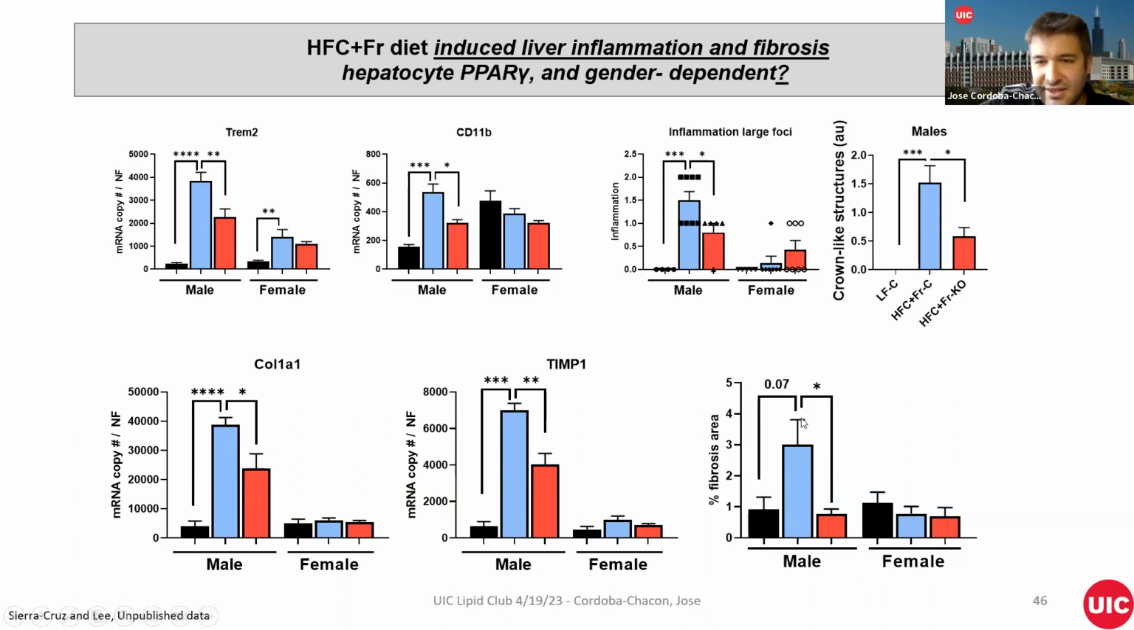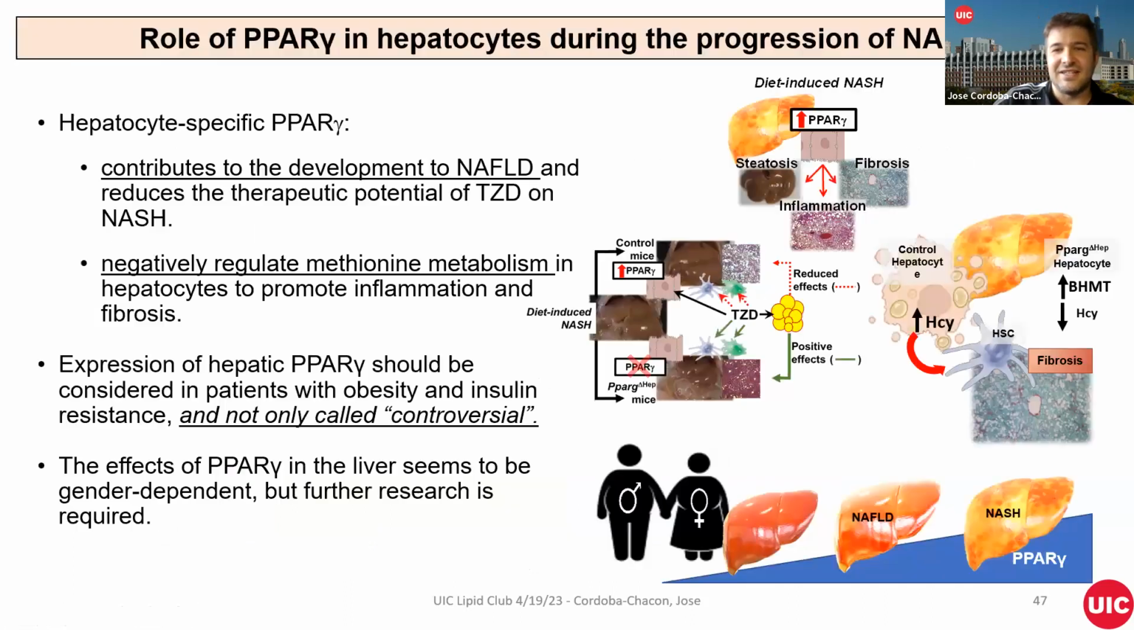I did this one, and Marta told me I had an outlier in this group, and this one is significant, but I said it doesn't matter. And this one was getting even better. So I think it is clear that the knockout of PPAR gamma in hepatocytes has a positive effect, reducing fibrosis. And we have seen this in every single study that we have done with this type of diets.